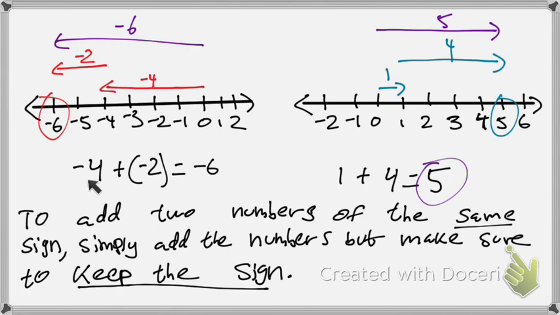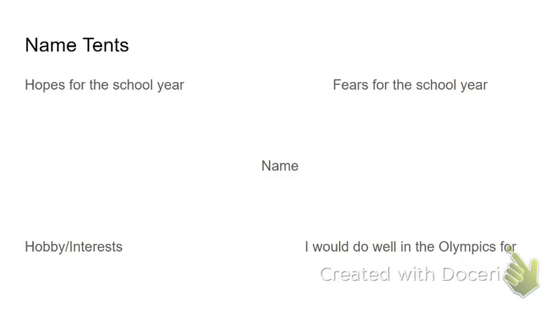So a little quick recap. Right here, -4, -2, just do 4 plus 2 is 6, but they're both negative, so that makes -6. On the right side, 1 plus 4, just simply 5, right? All right, so with that information, we're going to do a little bit of practice.